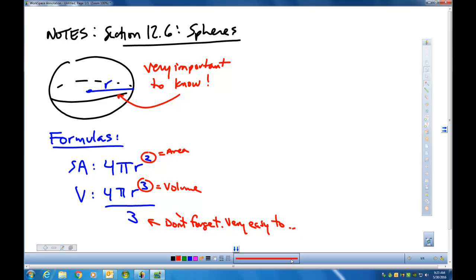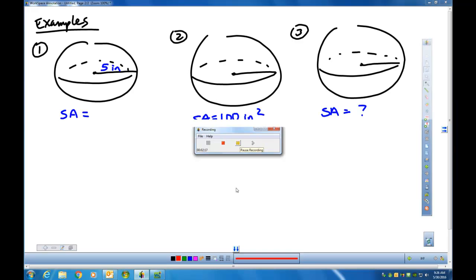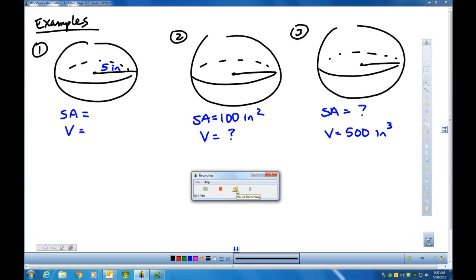Alright? So we're going to get right into our example problems. I'm going to put 3 example problems up here on the board right now. The first one is pretty straightforward. Just find the surface area and the volume. The second and the third one, you're going to have to work with what I give you, work backwards, find your radius, and then find what you're asked for. At this point I'd like you to push pause and work through these 3 problems.